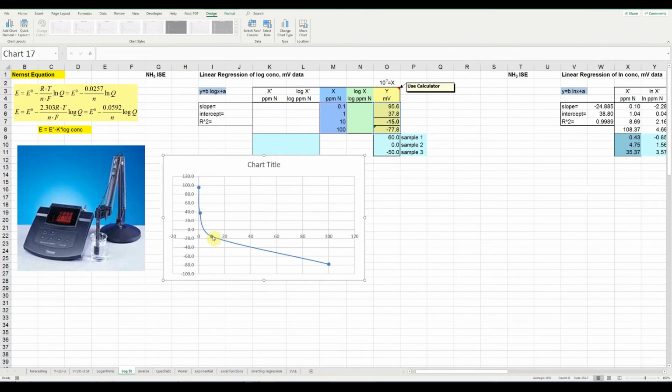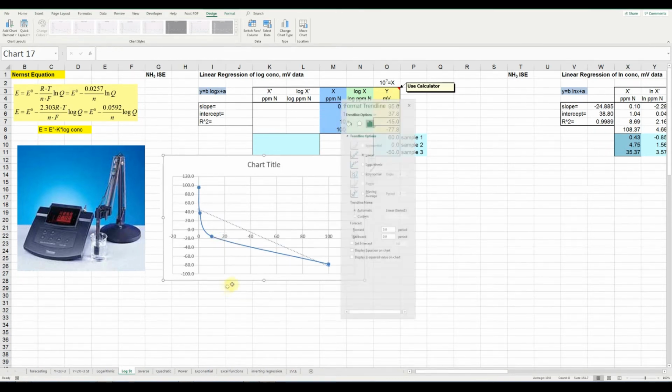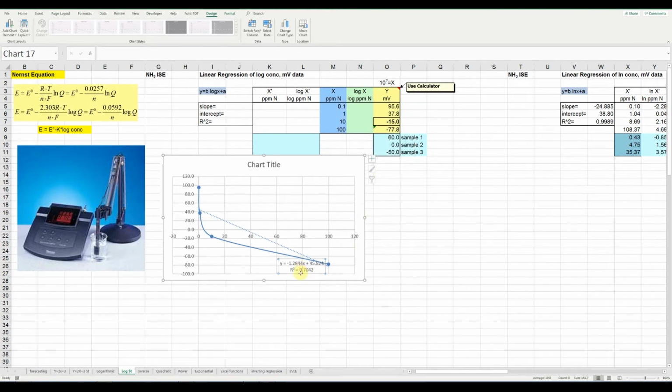If I right-click on one of these points and add a trend line, and I say linear, display the equation of the line, it's terrible. The r-squared is only 0.7. It should be 0.99 something. Here's the best attempt at a linear fit. So clearly this data is not linear. We don't want to use linear regression on the data as is.